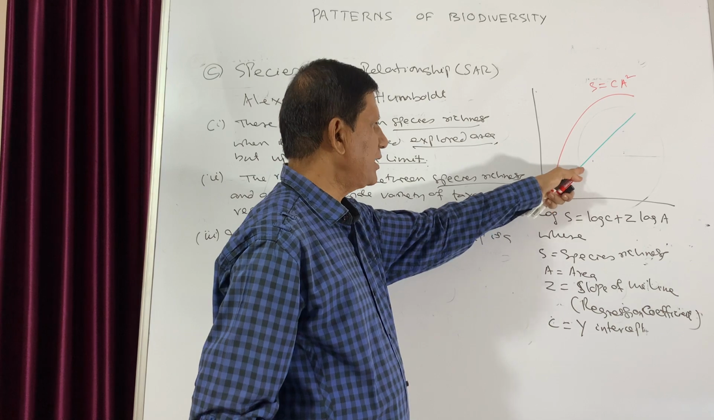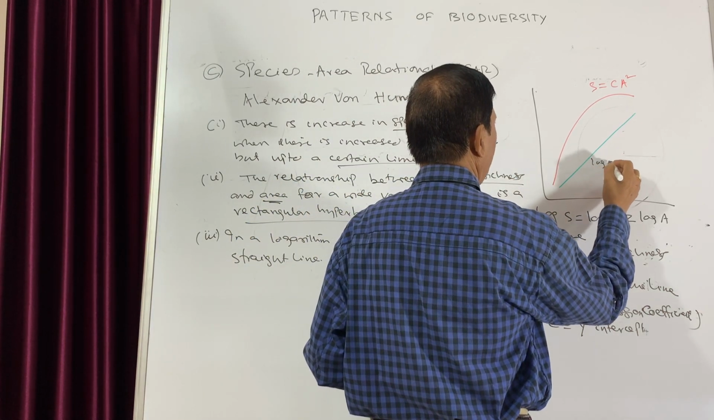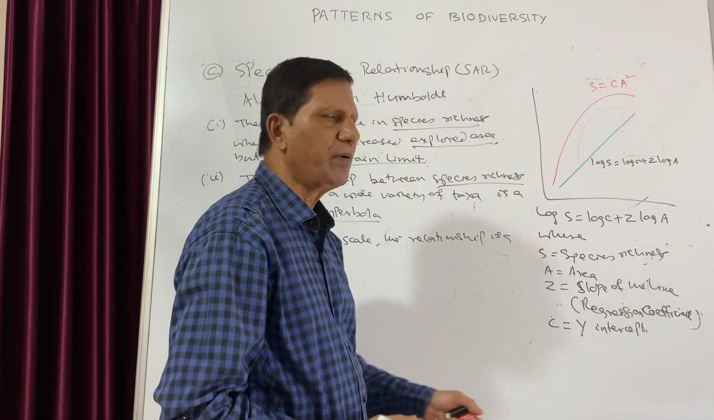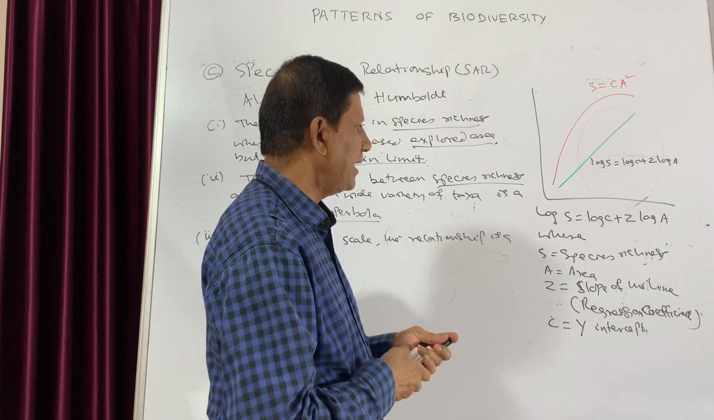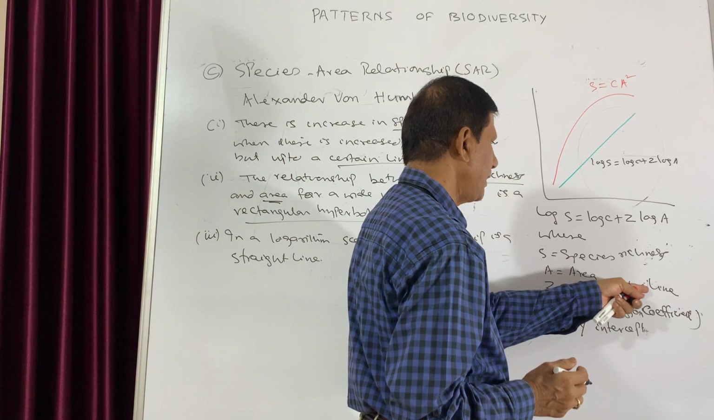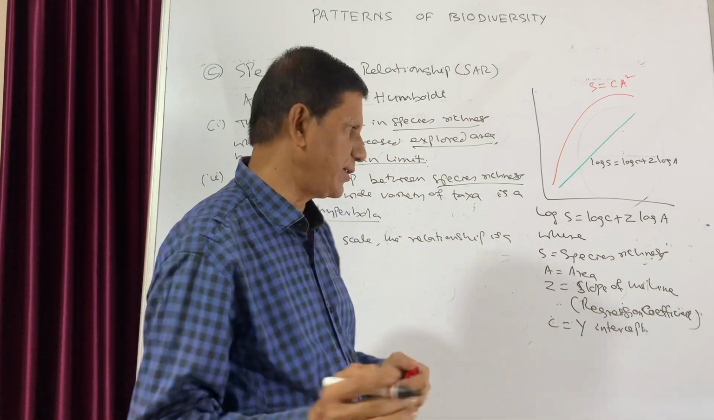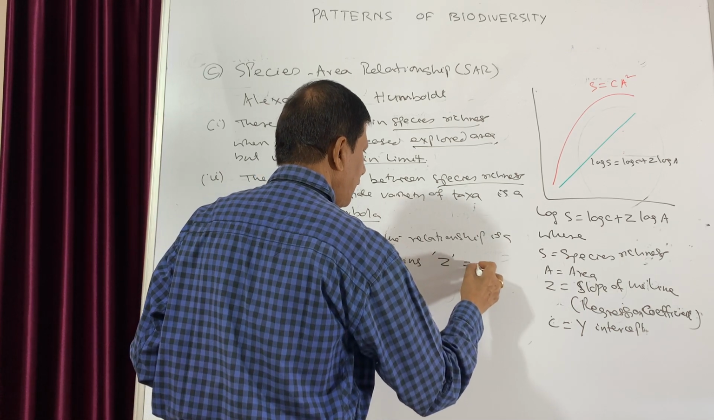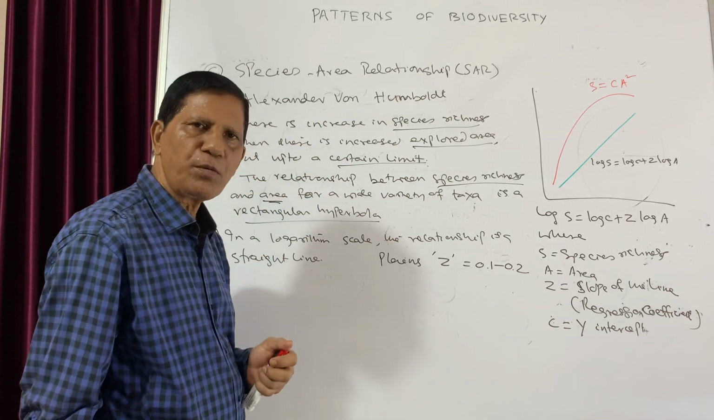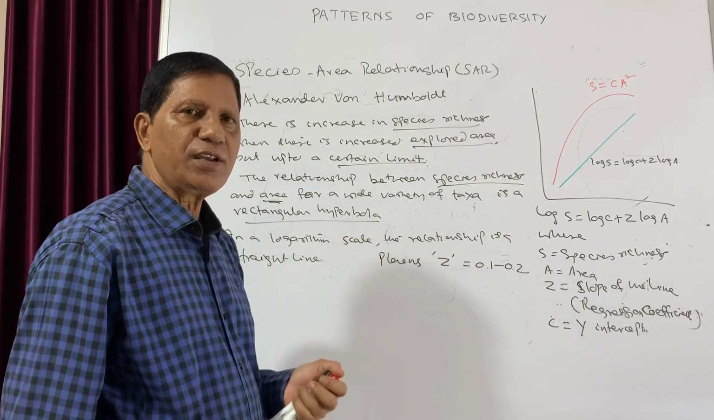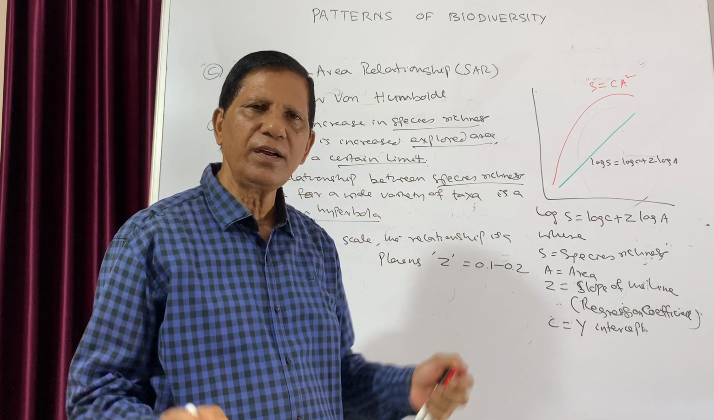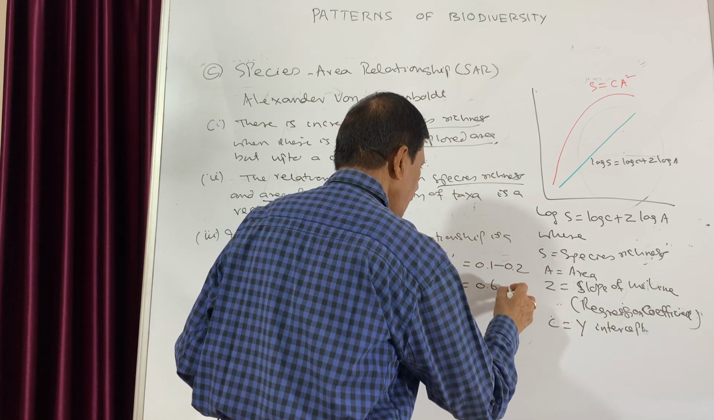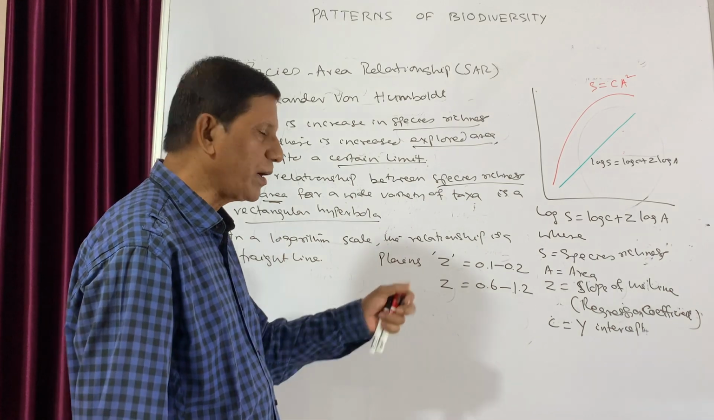So this is the log S. Log S is equal to log C plus Z log A, and this is S is equal to C A to the power Z, where these are the different meanings. The important point is Z, which is the slope of the line. Usually for most taxa, the Z value varies between 0.1 to 0.2. But if you take the case of an entire continent having so many taxa with much diversity, then the Z may range from 0.6 to 1.2. That means it will become much steeper.